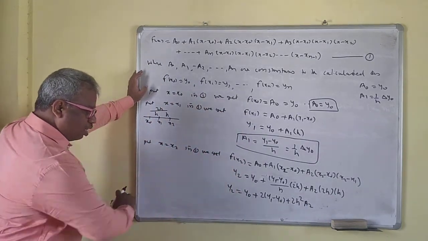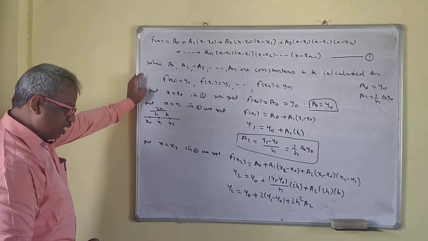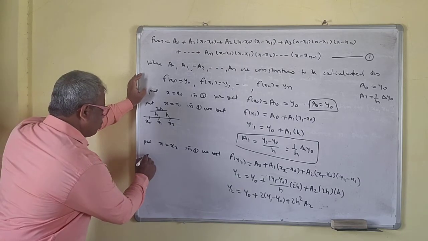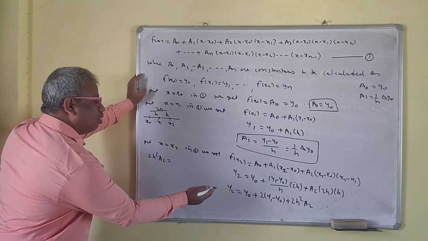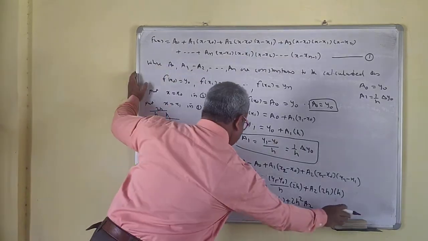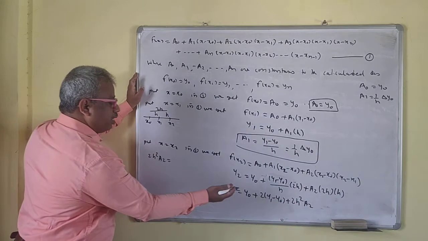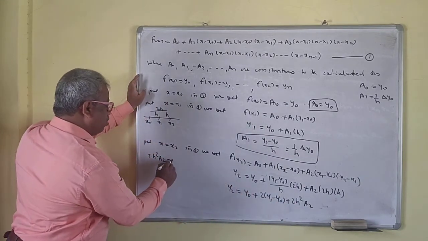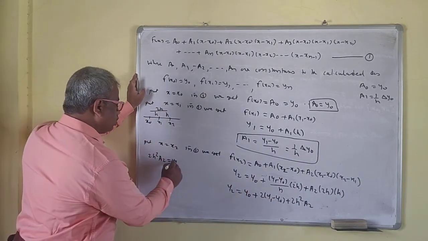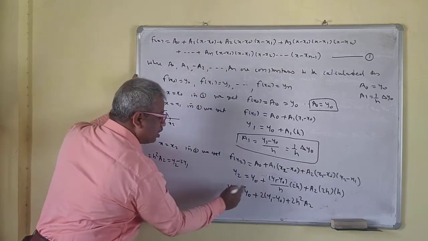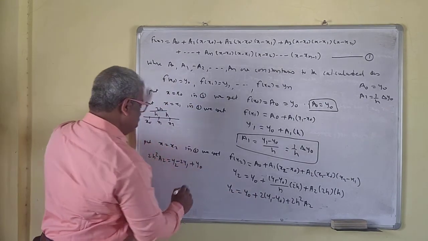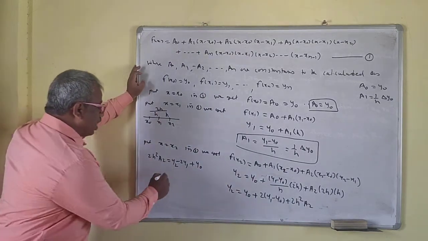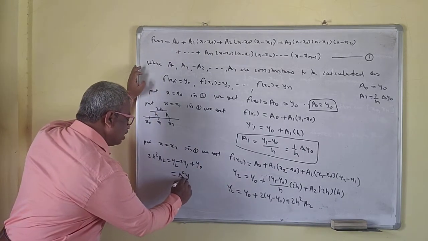I will shift this to that side. So twice h square a2 is equal to y2 minus twice y1 plus y0. I have shifted these terms, so the signs change. And we know that this is nothing but del square y0.